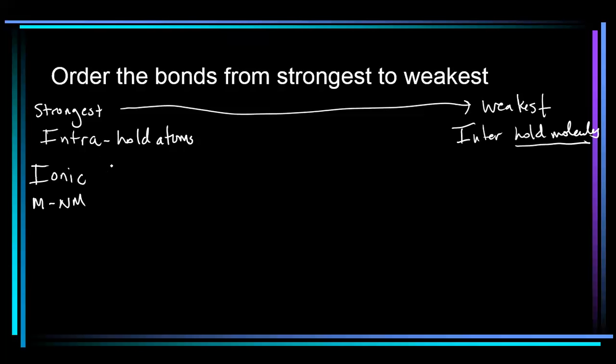All right. The next strongest is one that we have not looked at yet. We will by the end of this chapter. It is the bonds holding metals to other metals. Guess what we will call it? Metallic.